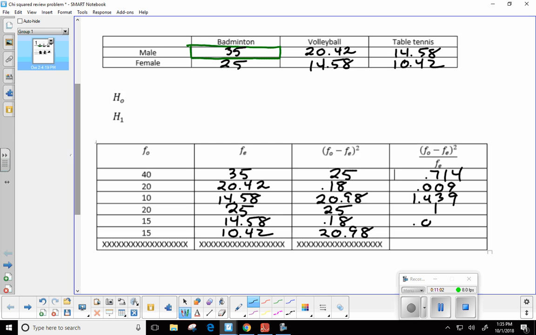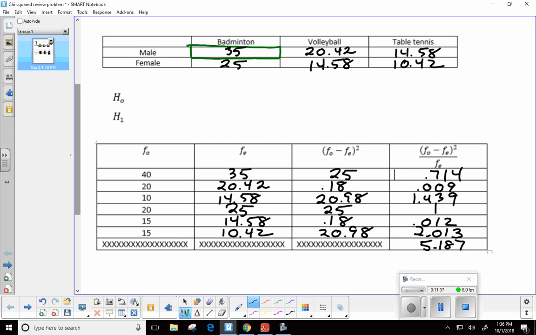0.012. So far, so good. And finally, 20.98 divided by 10.42, 2.013. Is that what I got? And let's get that sum. 0.714 plus 0.009 plus 1.439 plus 1 plus 0.012 plus 2.013. I'm getting 5.187. Cool.